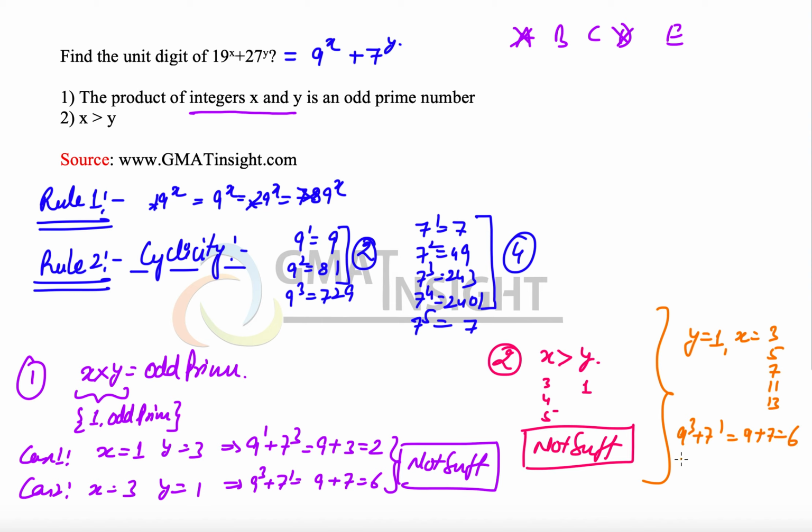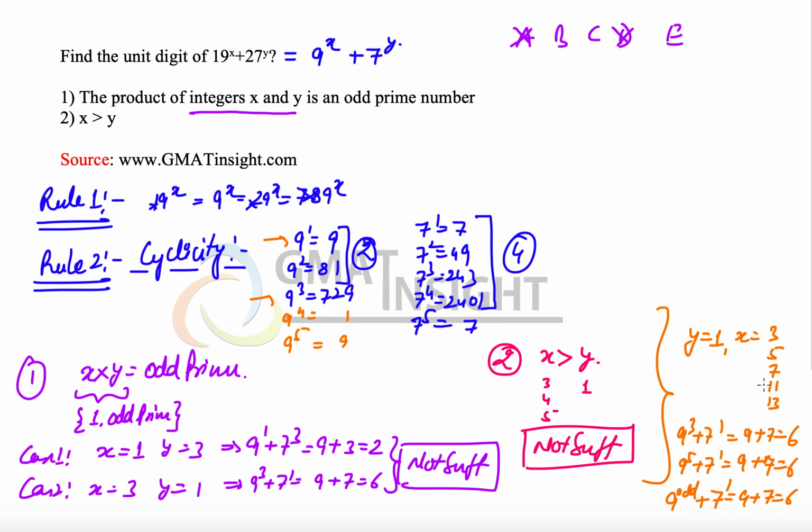So the unit digit is 6. If we take x equal to 5, then 9 to the power 5 will also have the unit digit 9, because every odd power of 9 will give us the unit digit 9 and every even power of 9 will give us unit digit 1. And since x is an odd prime number, 9 to the power x has to be an odd power and 7 to the power y is 7 to the power 1, so the result will always be 9 plus 7, resulting in the unit digit 6.